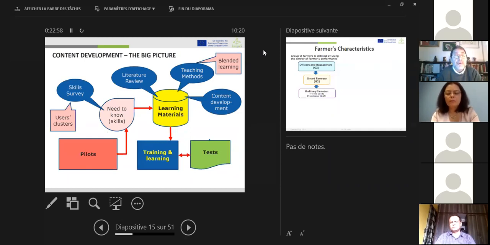And therefore, we chose the pilots as a starting point. As Aisha mentioned, we defined in this project 3 types of pilots. So first, we analyzed what is the requirement coming from the pilots. In parallel, we conducted a skills survey. So what are the users' needs? What are the users' backgrounds? How can we group the users so as to create user clusters?